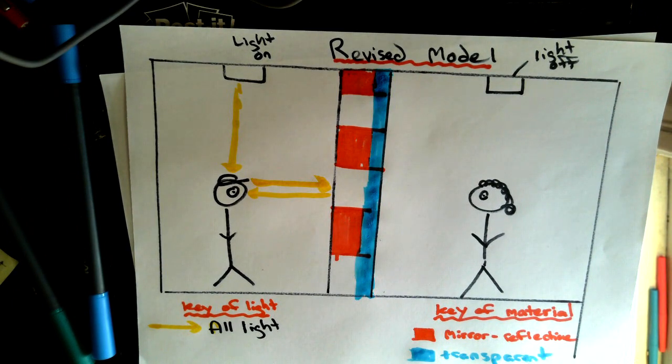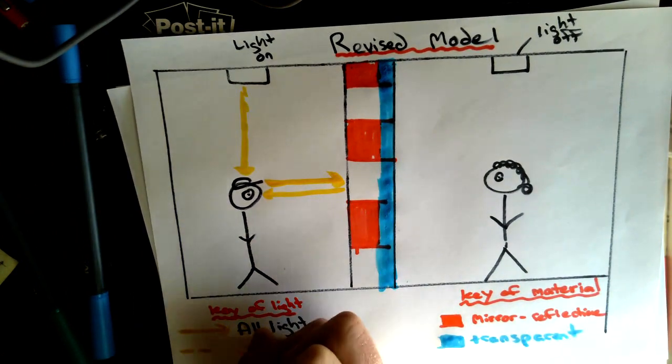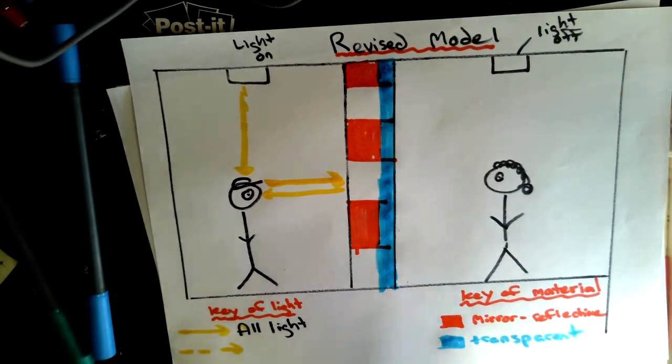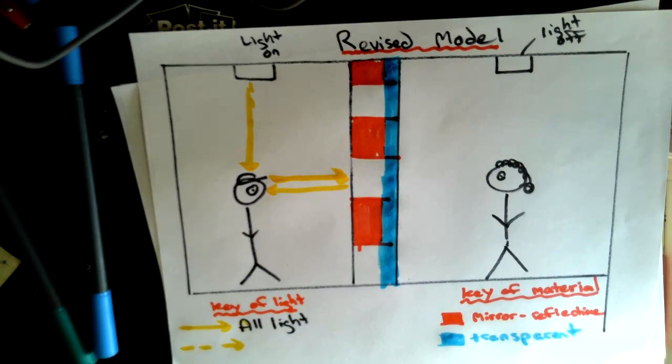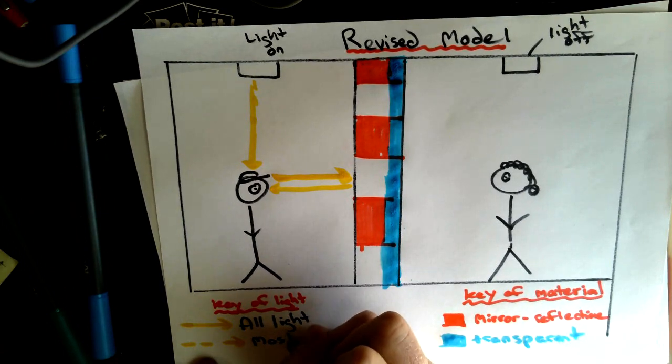Represent half the light, maybe with a dotted line or a dashed line. So I'm going to say most or half the light.